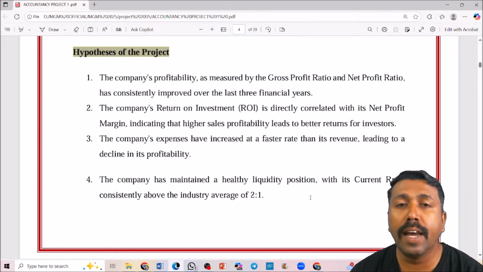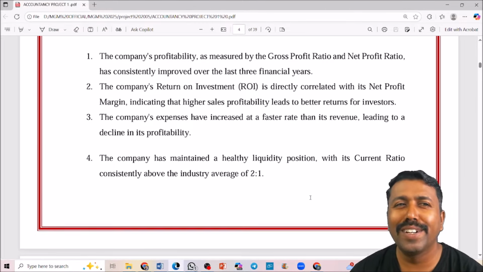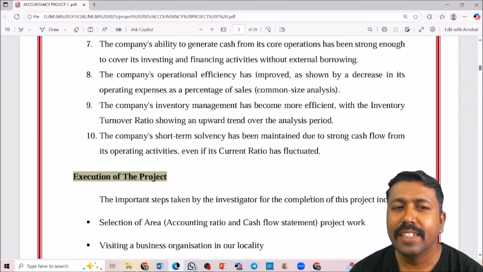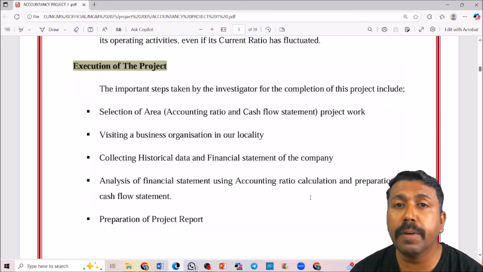You know what hypotheses we can frame for our project. You know very well we can frame different hypotheses. Kindly attach this also for making your project more productive. And continuing with the project areas, hypothesis, minimum 2 or 3 you can list out as per your area of project. And how will you execute the project? That is the next step you can add.